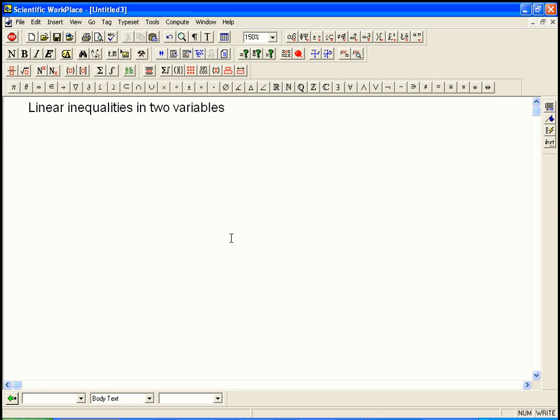Here's a real quick introduction to linear inequalities in two variables. Suppose we wanted to plot a picture of the inequality y greater than or equal to x. Well, what does that even mean? It means that we want to plot the set of pairs x, y with y greater than or equal to x.